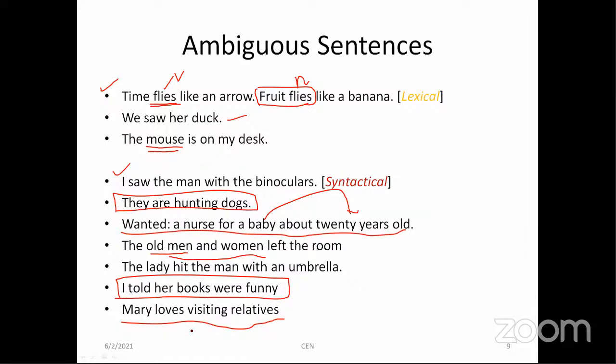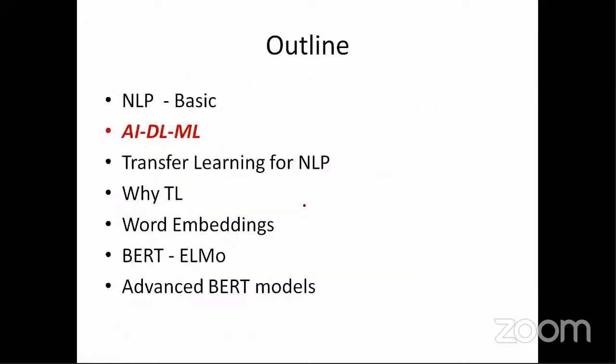Relatives. Yes, both meanings are there. Mary loves visiting relatives. One reading is she loves to visit relatives. The other is she loves visiting relatives. So these are the things that make NLP complex. These are examples of ambiguous sentences.